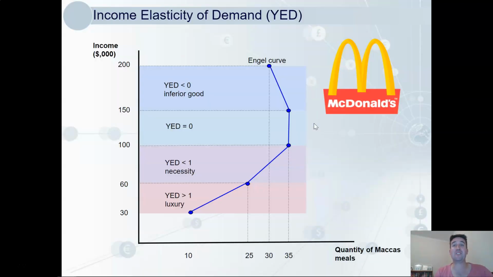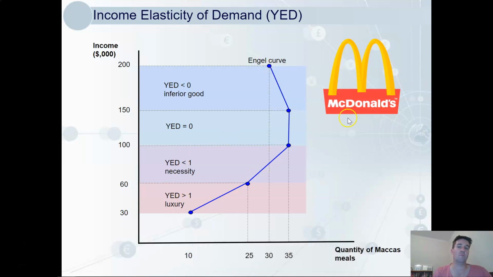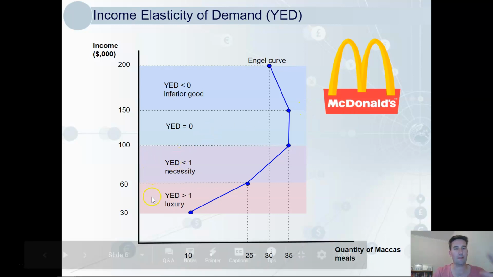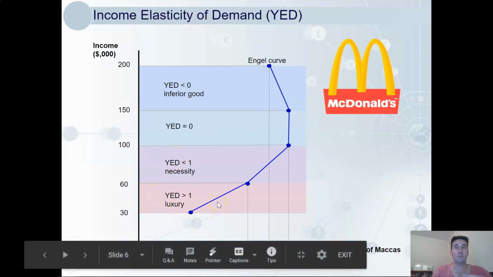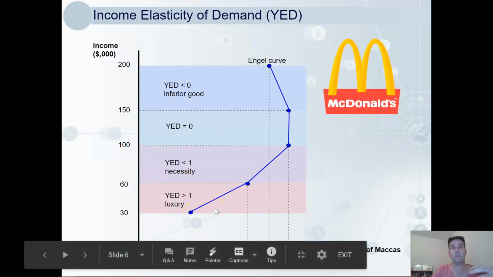Next, we'll look at a way to show these classifications on a diagram. This is called the Engel curve. We've discussed McDonald's before. Is it inferior or is it normal? That depends on our income. I've put up some basic values here. So let's say you're earning 30 grand a year. Macca's might be a special treat, so a luxury. So as your income doubles from here to 60,000 a year, you might buy a lot more Macca's.